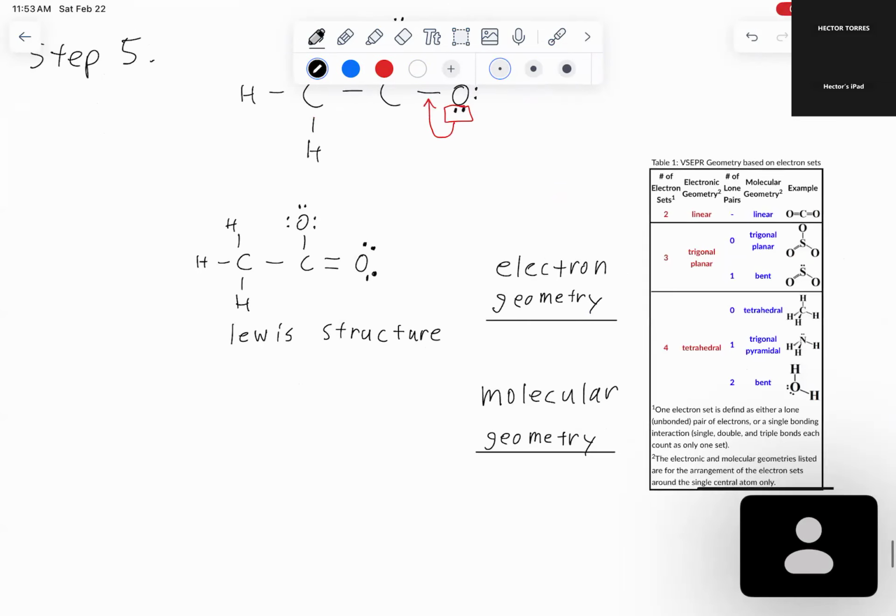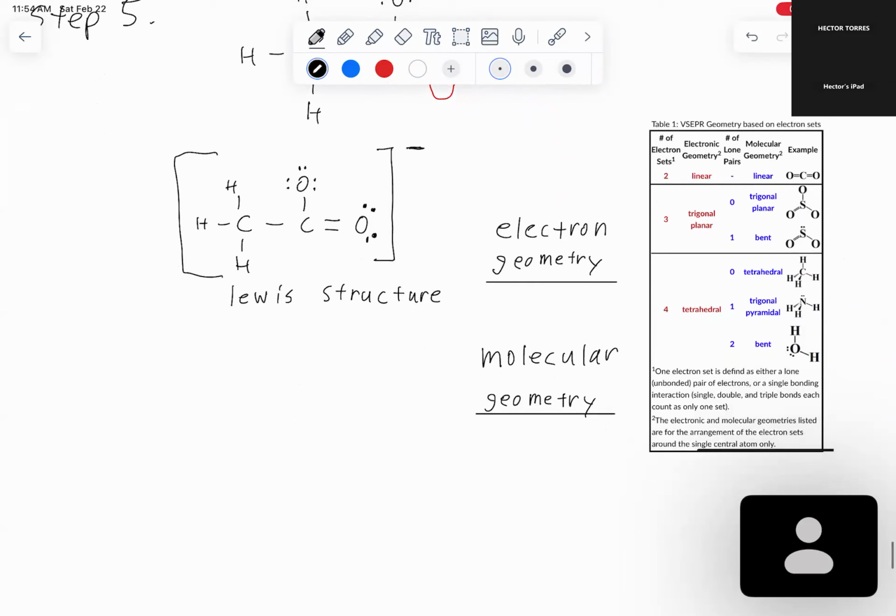Okay, and if we want to, we can also put these brackets on and put that negative charge here to make sure that we know that there's an extra electron in that molecule.